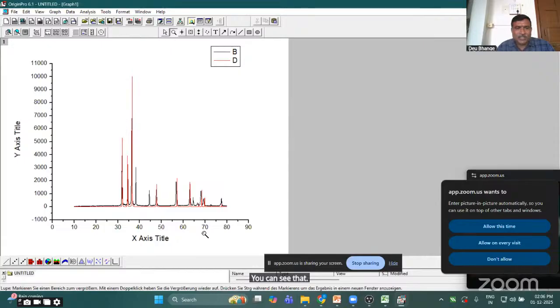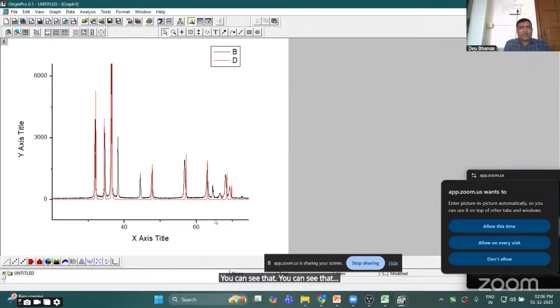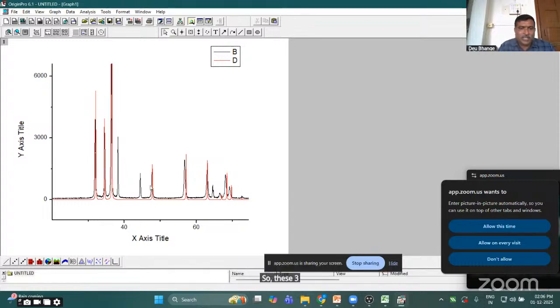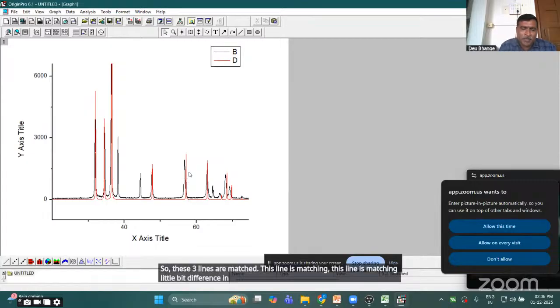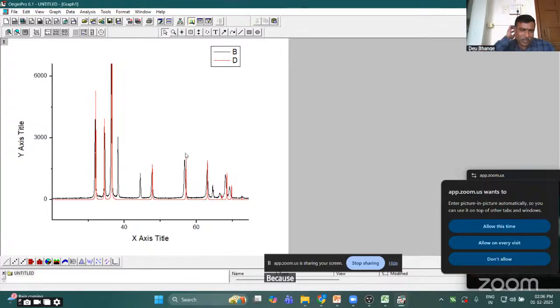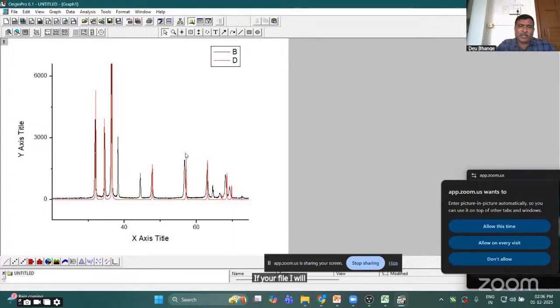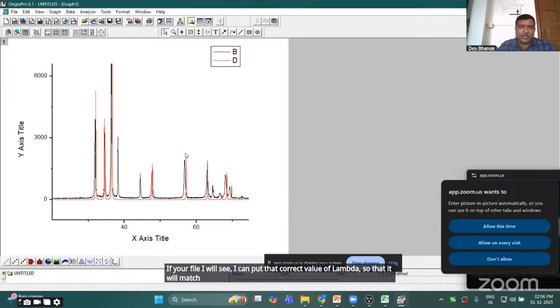You can see that so many lines are matching with zinc oxide. So these three lines are matched. This line is matching. This line is matching. There is a little bit of difference in peak position, because my wavelength may not match exactly with the wavelength that you have used. If I see your file, I can put the correct value of lambda, so that it will match very clearly.